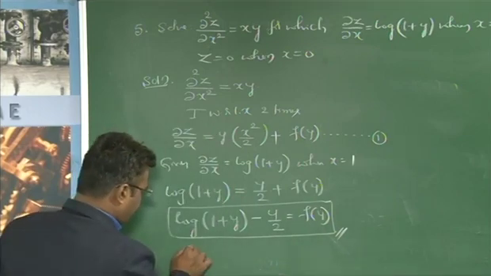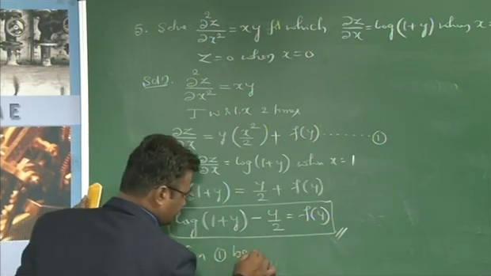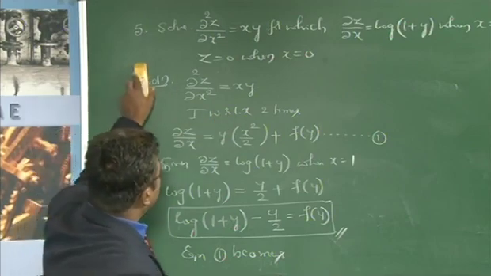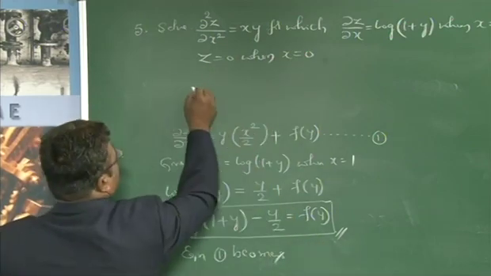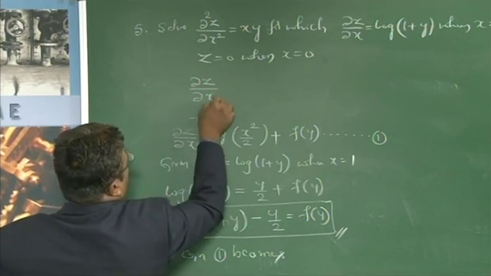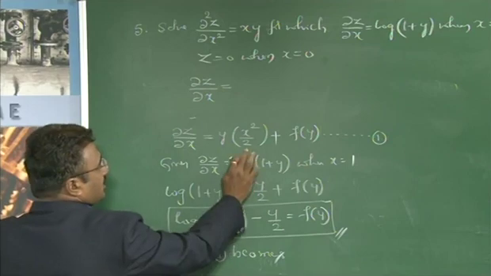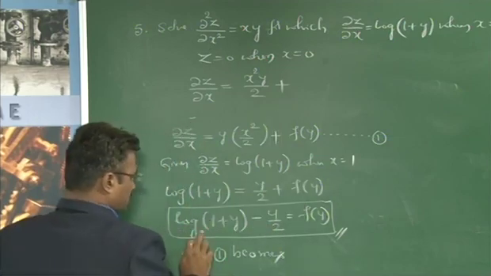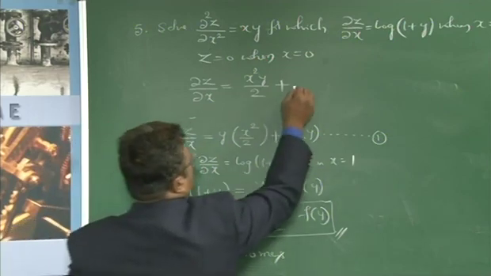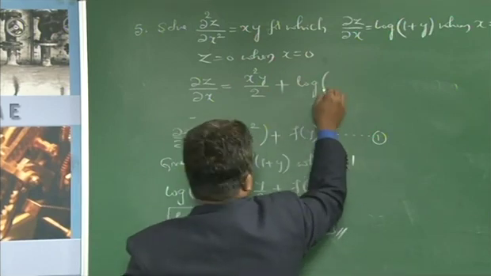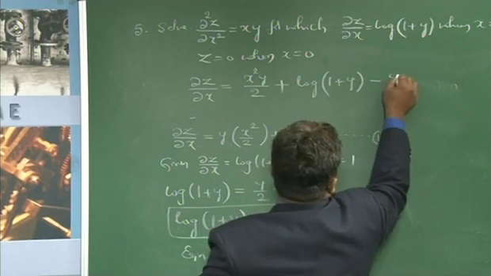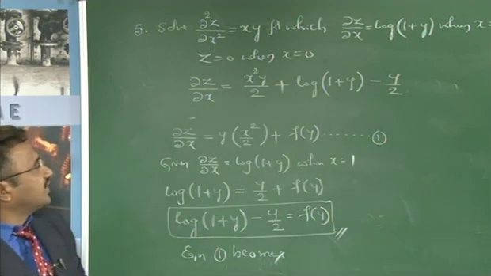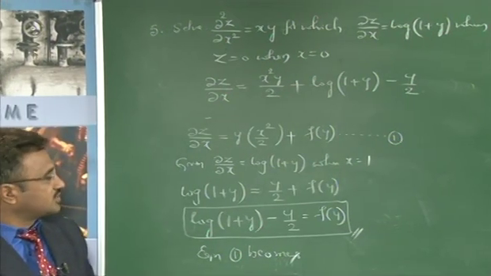Now I'm going to substitute this f(y) in equation 1. Equation 1 becomes ∂z/∂x equal to, as usual, x²y/2 plus, substituting the value of f(y), log(1 + y) minus y/2. So now I got equation 1 in this form: x²y/2 plus log(1 + y) minus y/2.